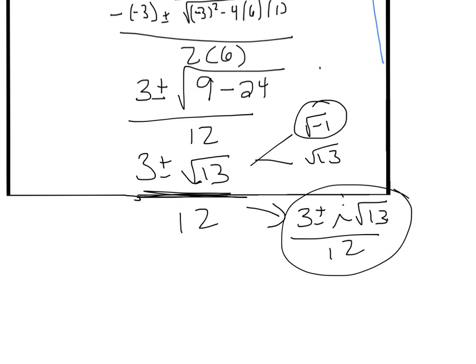Now, with this specific situation, we have a 3 and a 12, and they can reduce, but because there's no number in front of the i that reduces with the 3 and the 12, this is the simplest form that we're going to get this in. Okay? That's how we use the quadratic formula when we get a negative value underneath the square root.